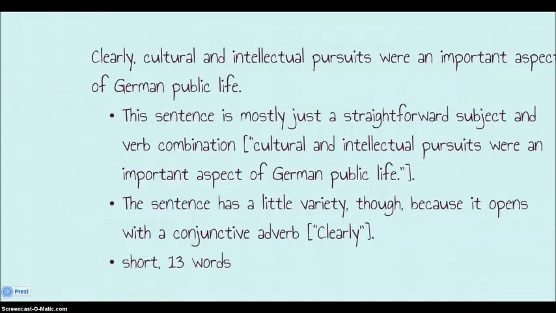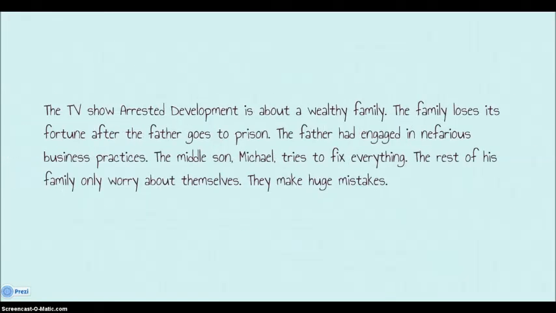Let's look at another paragraph. The TV show Arrested Development is about a wealthy family. The family loses its fortune after the father goes to prison. The father had engaged in nefarious business practices. The middle son, Michael, tries to fix everything. The rest of his family only worry about themselves. They make huge mistakes. That paragraph does not have a lot of variety.